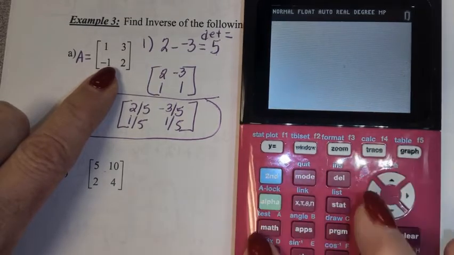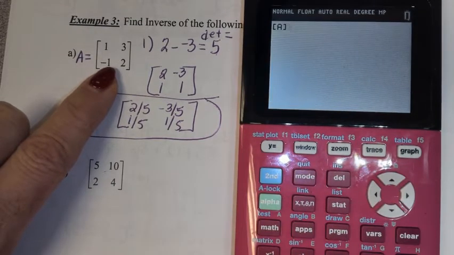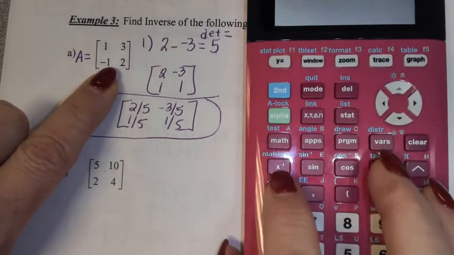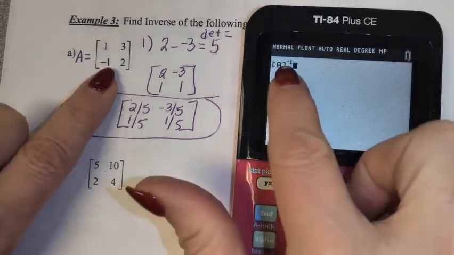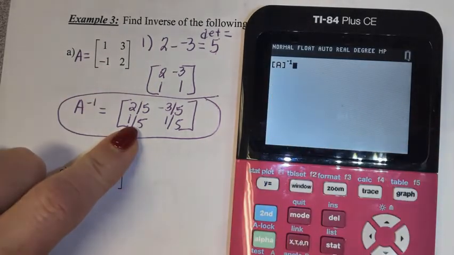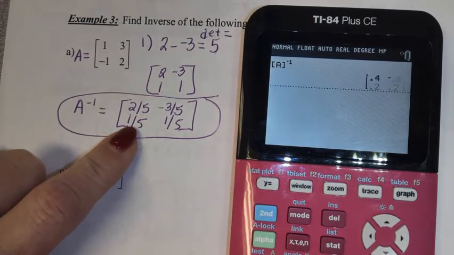Once you've got that in there, now we want to find the inverse. So we're going to go under and find that matrix. And now I want to do to the -1 power. I want to do the inverse. Well, that's right there. See that x to the -1 button? That means to find the inverse. So I'm finding the inverse of my matrix. I'm going to hit enter.